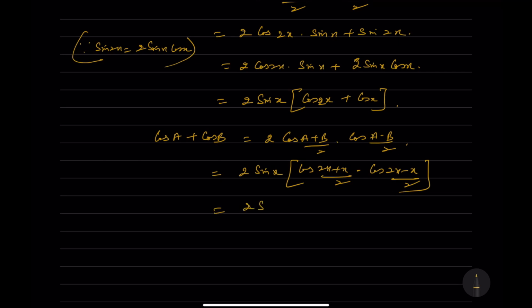Which is equal to 2 sin x into, here you're having 2 cos inside, so you'll get 2 cos of 2x plus x by 2, which is 3x by 2. So 2 cos of 3x by 2 into 2 cos x by 2, which is equal to 4 sin x into cos x by 2 into cos 3x by 2, which is equal to RHS.